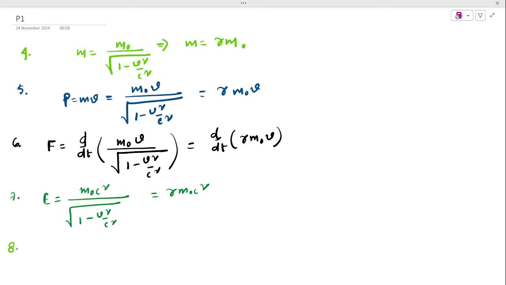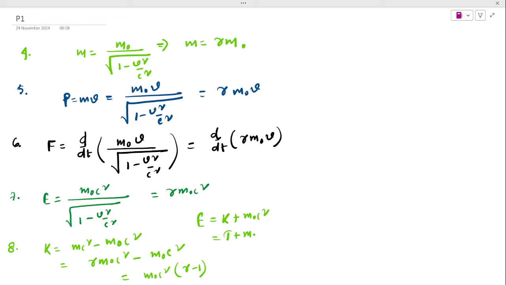Another one, relativistic kinetic energy K equals mc² minus m₀c², which is equal to γm₀c² minus m₀c², basically m₀c² common, γ minus 1. And total energy E equals kinetic energy K plus m₀c², which is basically T plus m₀c².